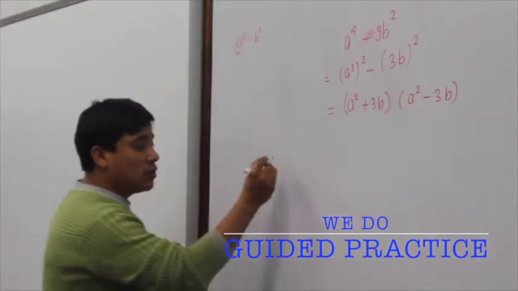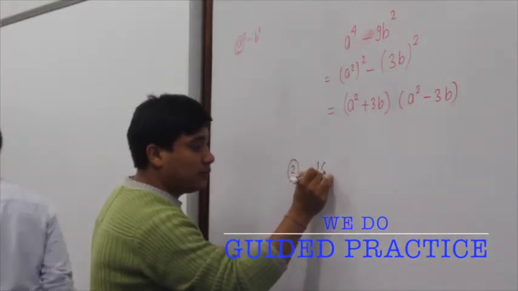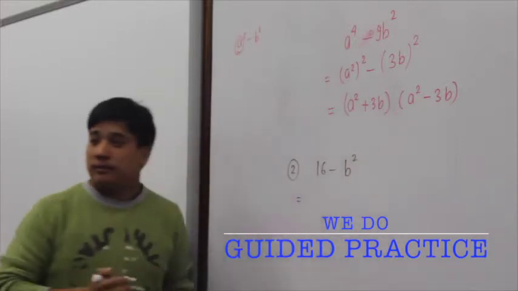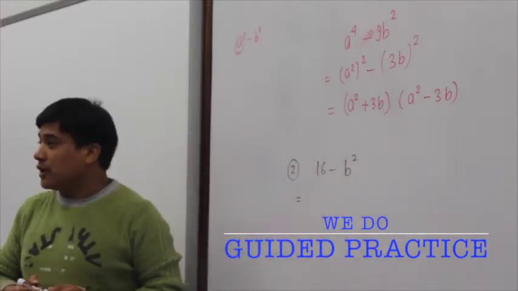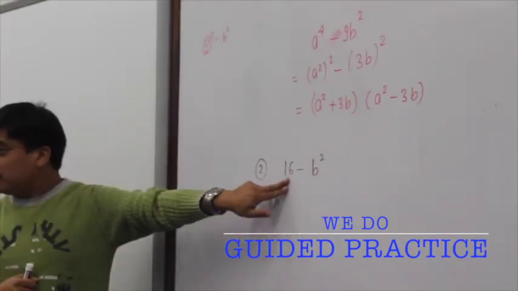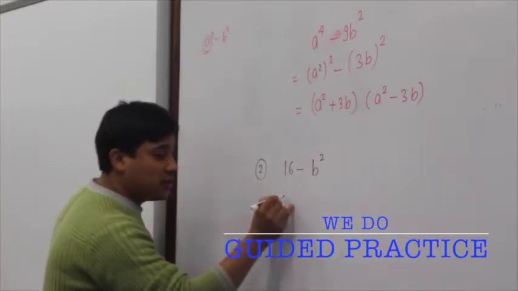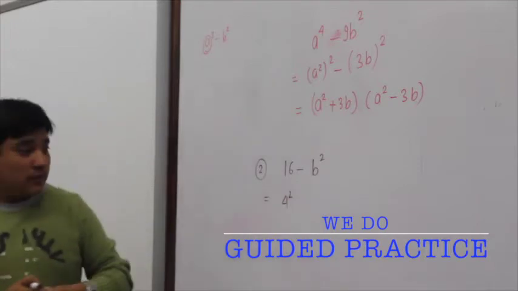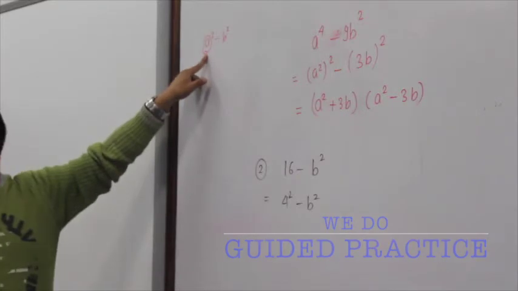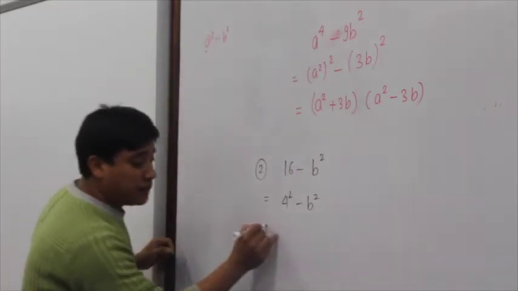Okay, so let's do one more question. 16 minus b square. This time I'm going to ask again. Is this a perfect square? 16 is a perfect square of 4. So can I say this is 4 square? And then you have b square, right? Is it in the form of this identity, a square minus b square? What is that equal to then?